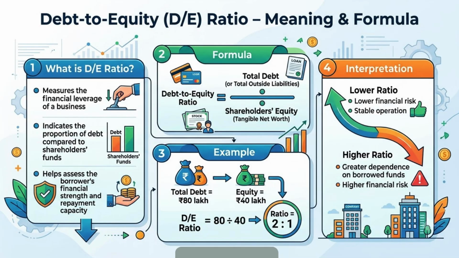own investment. The standard formula is total debt divided by shareholders' equity or tangible net worth. For example, if a company has debt of 80 lakh rupees and equity of 40 lakh rupees, its DE ratio is 2 to 1. This means that for every 1 rupee invested by the owners, the company has borrowed 2 rupees. Generally, a lower DE ratio indicates a financially stable business, whereas a higher ratio suggests greater financial risk.